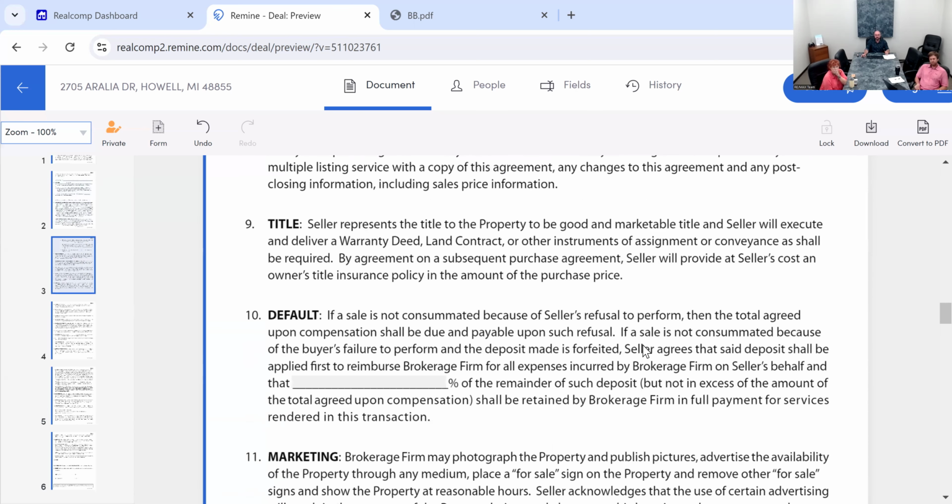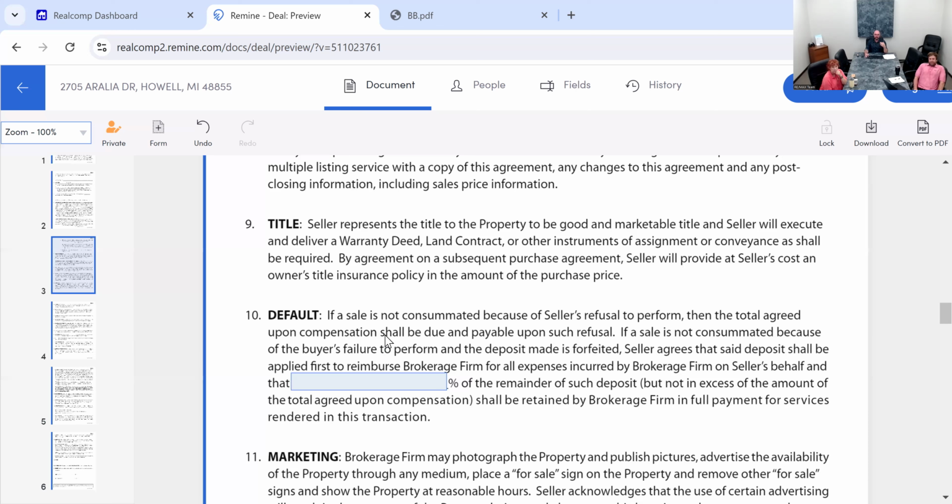Now this next part though, if the sale is not consummated because of the buyer's failure to perform and the deposit made is forfeited. So if the EMD, the buyers get cold feet and walk away 2 days before closing, they forfeit their EMD. The seller agrees that the EMD shall be applied first to reimburse the brokerage firm for all expenses incurred by the brokerage firm on seller's behalf, and that blank percent of the remainder of such deposit, but not in excess of the amount of the commission, shall be retained by the brokerage firm.